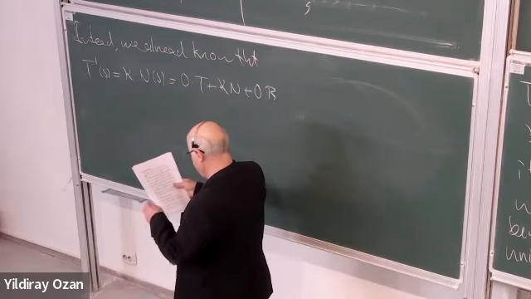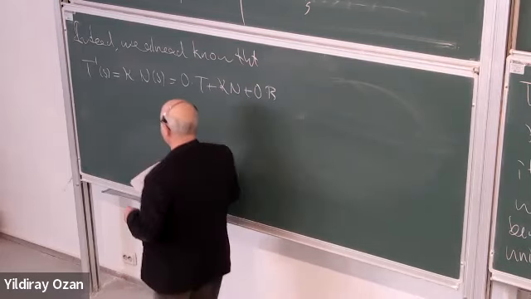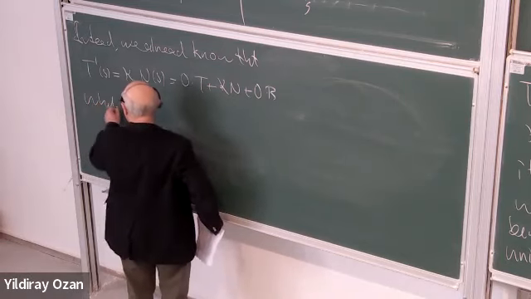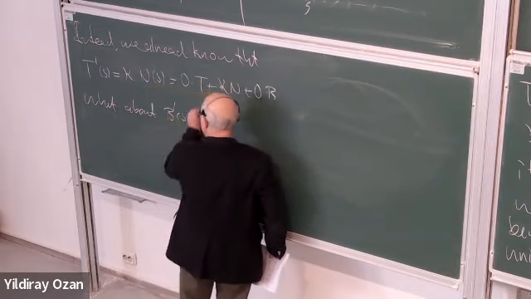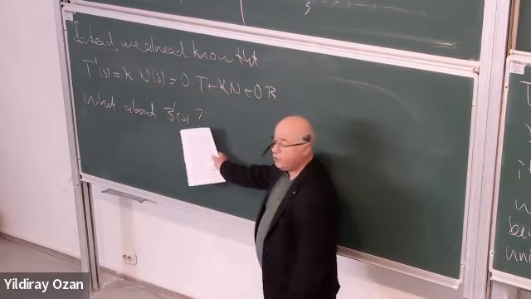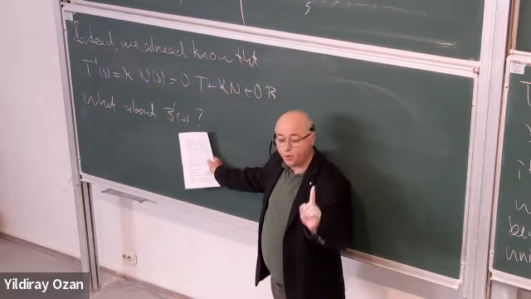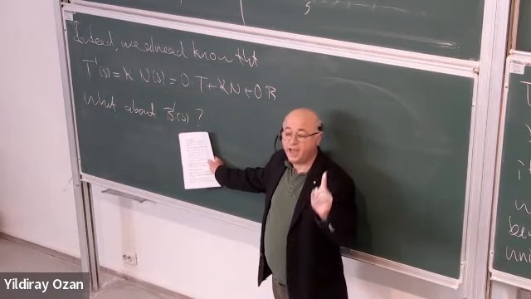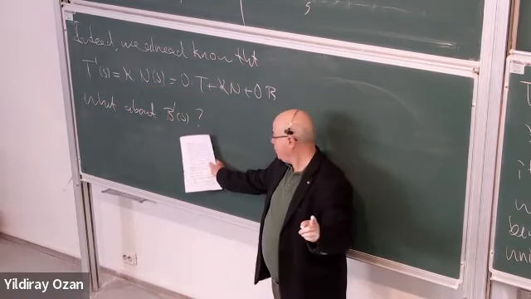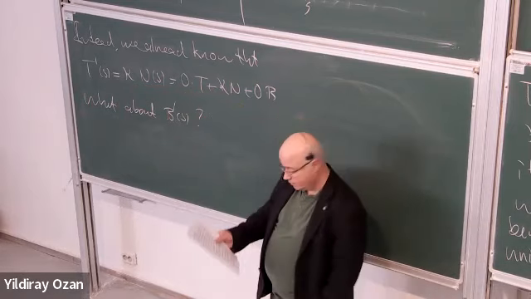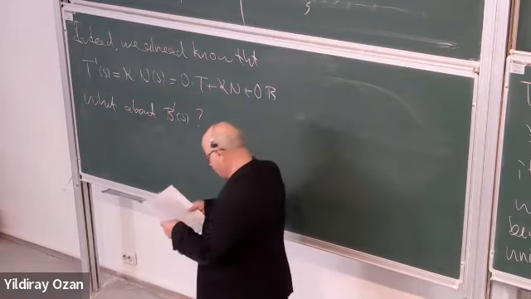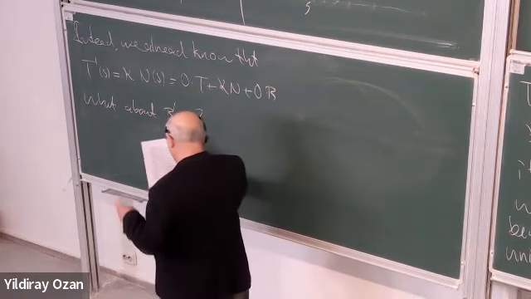Okay, now what about B prime of s, right? I know that this is a linear combination of T and N, but what is the linear combination? This c1 and c2, okay? All right.